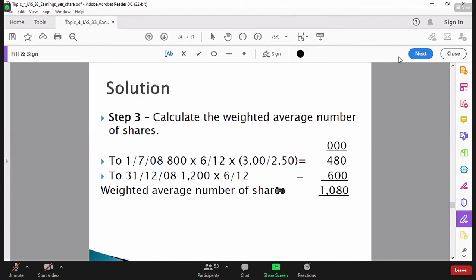$480. Wait a moment. 800. $480. This is the number of shares, yeah? Until 31st December 2008, the number of ordinary shares increased to 1,200, then multiply with 6/12. It is 600. So total 1080. Okay?